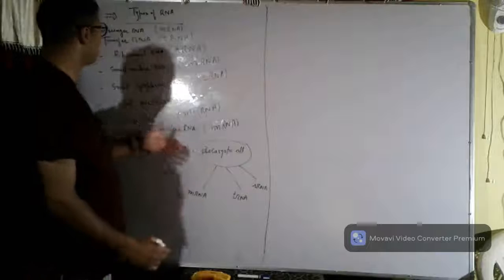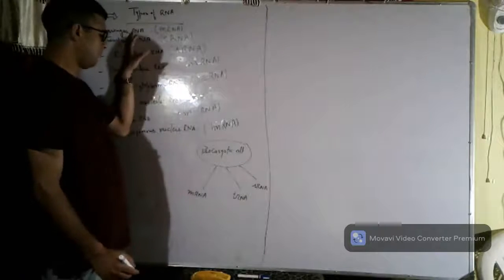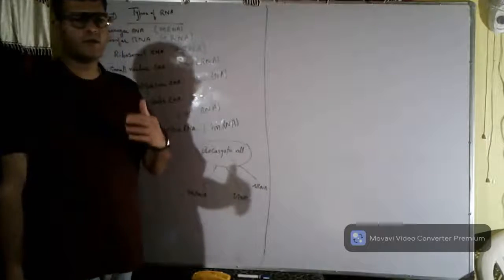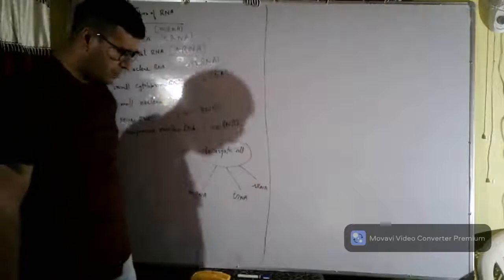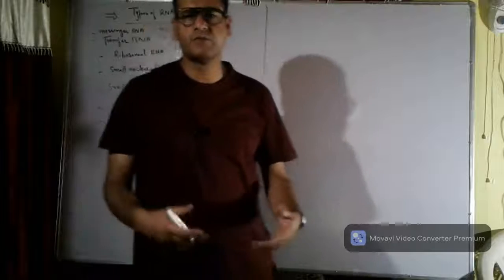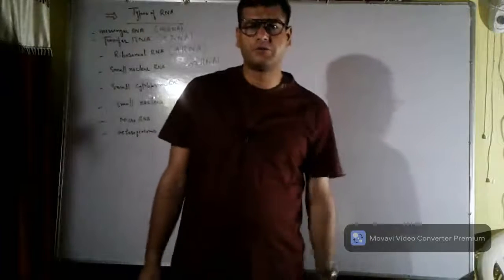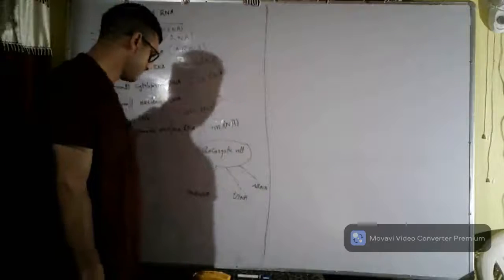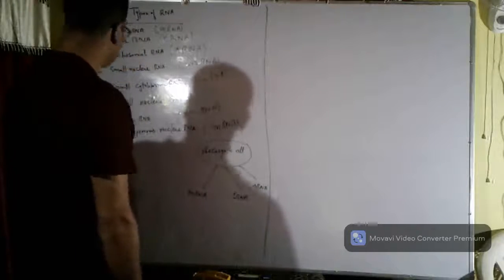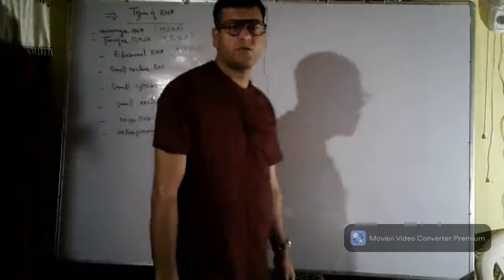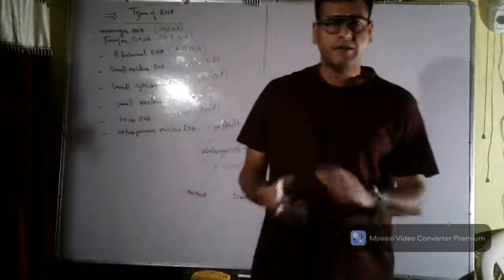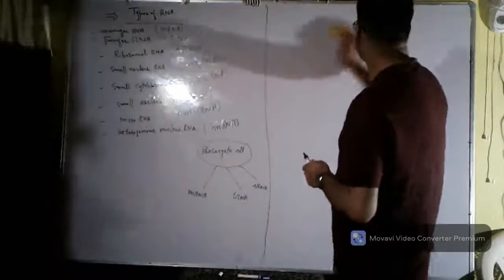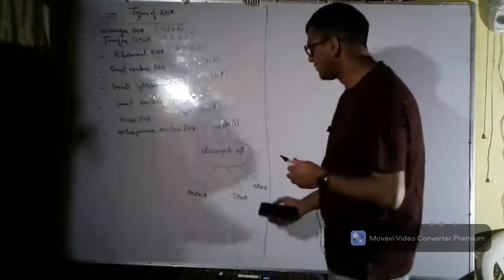While in case of eukaryotes, in addition to messenger, transfer RNA and ribosomal RNA, we have different types of RNAs. For example, small cytoplasmic RNA, small nuclear RNA, heterogeneous nuclear RNA, microRNA. Today we will discuss one of the important types of RNA, that is messenger RNA.